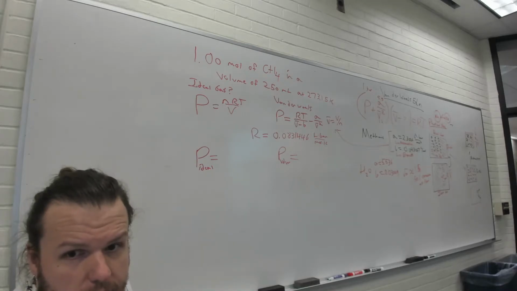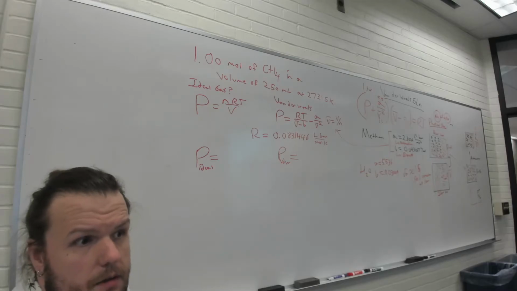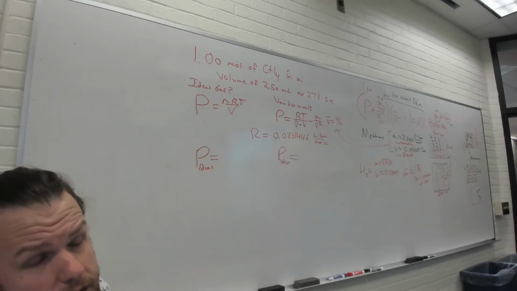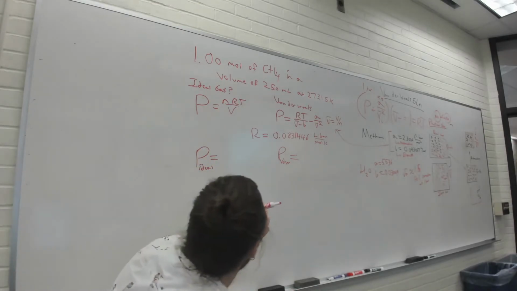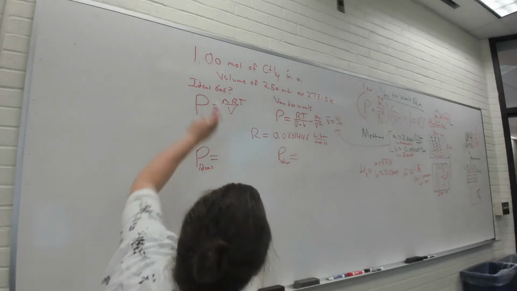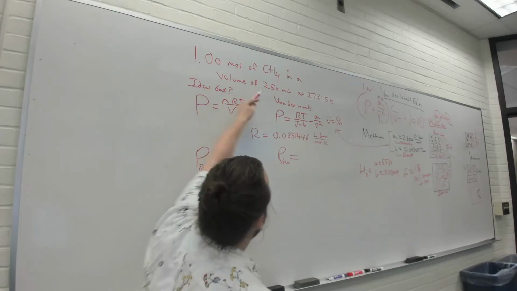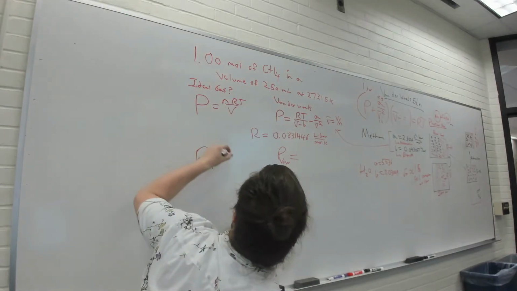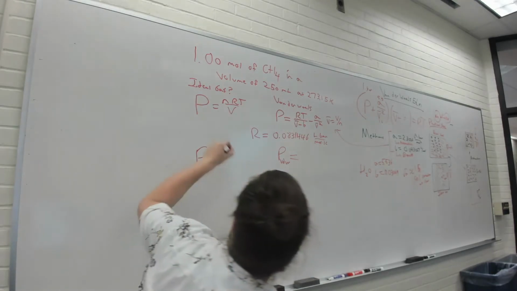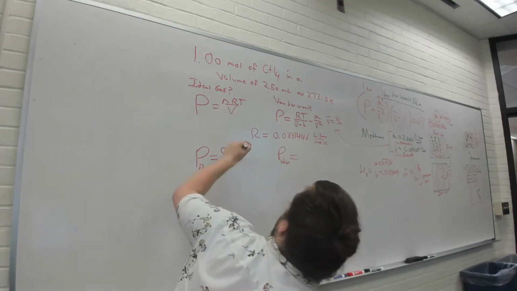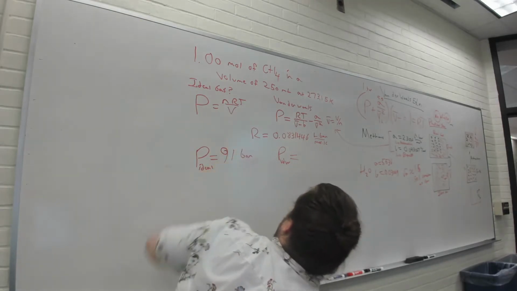Someone's got a number, you can raise your hand. 91 bars for the first one. Yeah, 91. Let's look at significant digits. How many do we have here? 3. How many do we have here? 2. Yeah, I guess we have 2 then. Fair enough. All right, 91 bar, that's right.